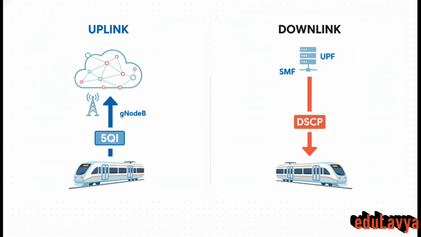On the flip side, for downlink traffic, so data going from the network control center down to the train, the session management function actually provides configuration rules to the UPF. The UPF then physically marks that downlink IP traffic with the correct transport DSCP values on a per QoS flow basis before it travels back through the transport network toward the radio tower.